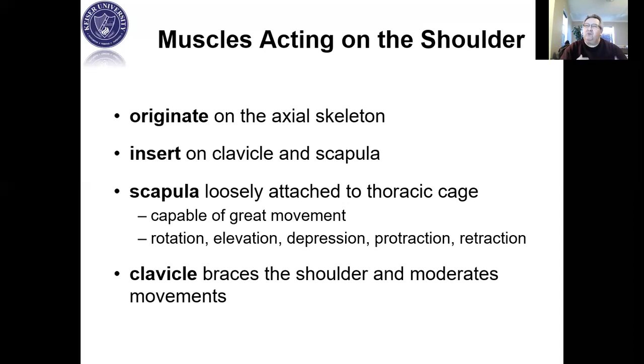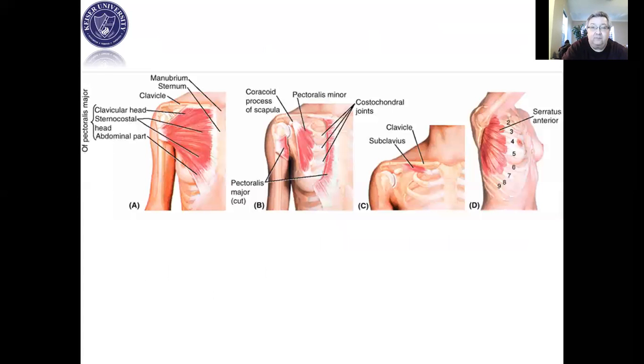The clavicle is really an important bone. It is the most fractured bone in the body because it is so small and so thin and in basically a dangerous area. It's just set up, unfortunately, to break. But it takes a lot of force to break it. It's not a bone that's just going to crack for the sake of it. So again, the clavicle braces the shoulder and helps with movement of the shoulder.